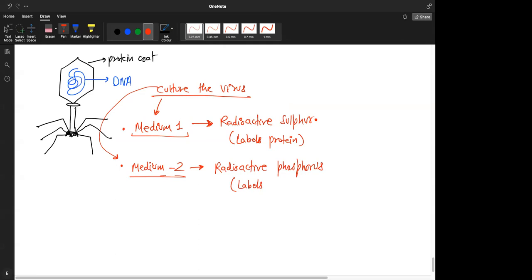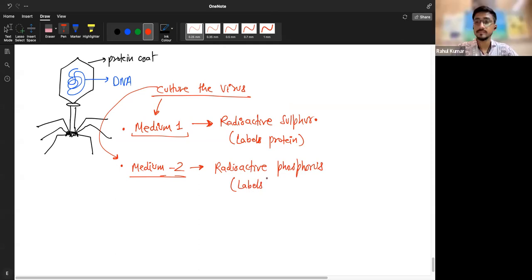Exactly, at the very beginning there is a phosphate, then there is a sugar. Phosphate and sugar make the backbone, and then there is a base which comes towards the inside. So that phosphate group gets labeled with radioactive phosphorus. So it only labels the DNA and does not label the protein. So these two media can specifically label either the protein or the DNA. You understood?